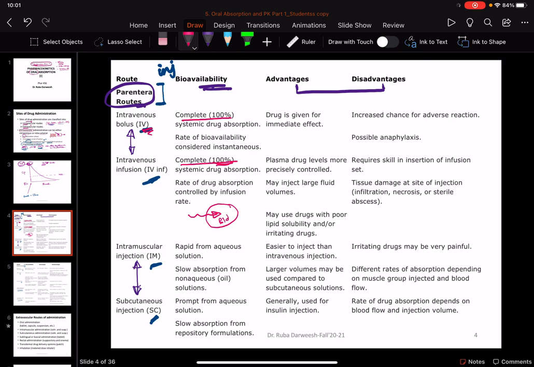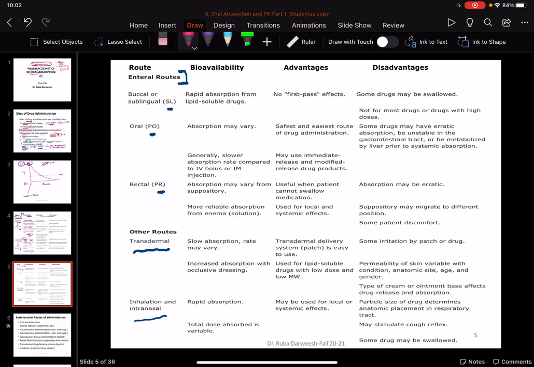For IM and sub-Q, it depends on whether we are talking about an aqueous solution rather than an oily or non-aqueous solution, and the same thing for sub-Q. So it depends on the formulation that we have, but usually it's higher when we compare it to other routes of administration. But again, it's all related to the formulation. The buccal or sublingual route, for example, is rapid when we are talking about lipophilic material or a lipophilic dosage form.